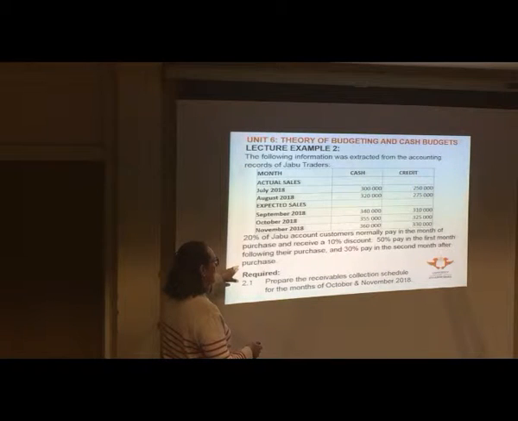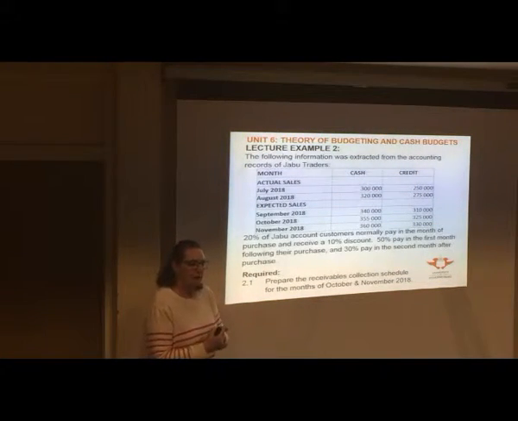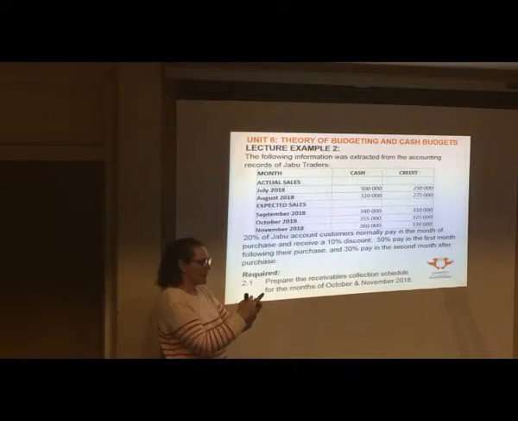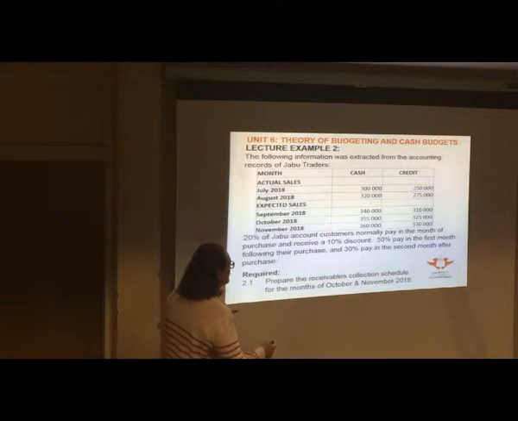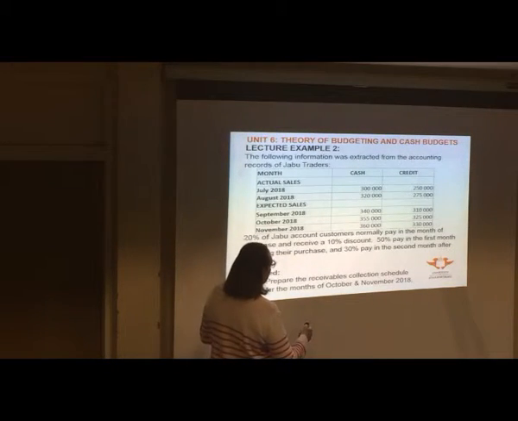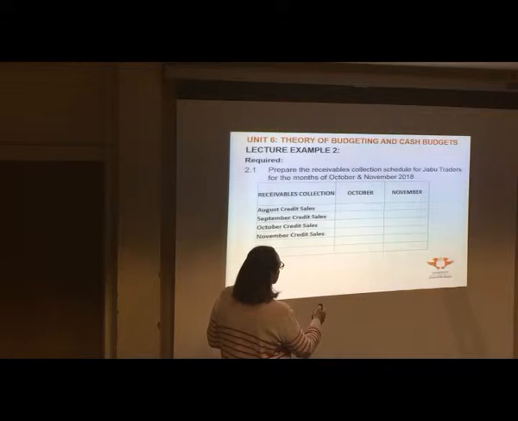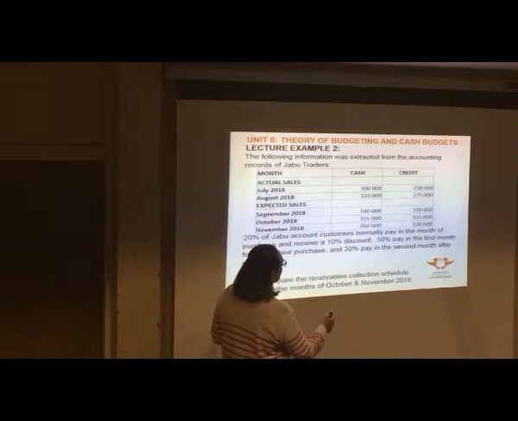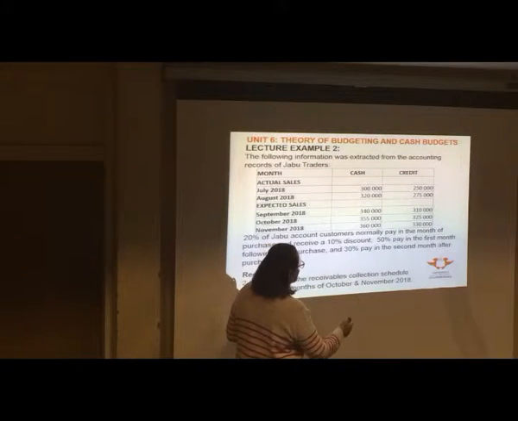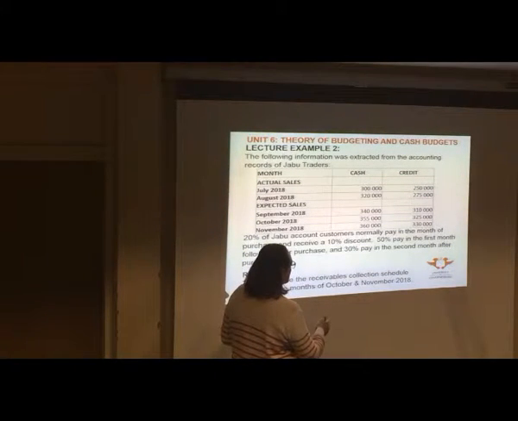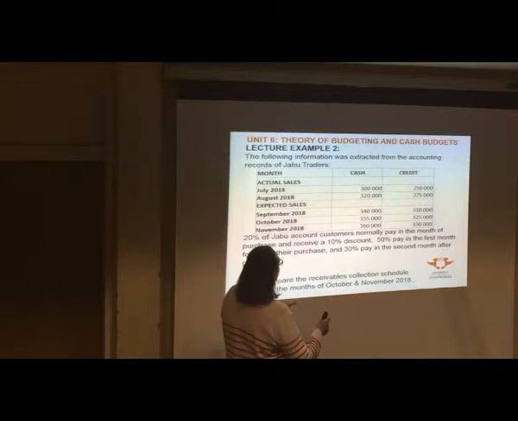30% of the people pay in the second month. So are August people going to pay in October? August, September, October? Yes. 30% of the people who bought in August are going to pay in October. So here, under August credit sales, for October, you're going to write 275,000 times 30%. That's who is going to pay from August in October.